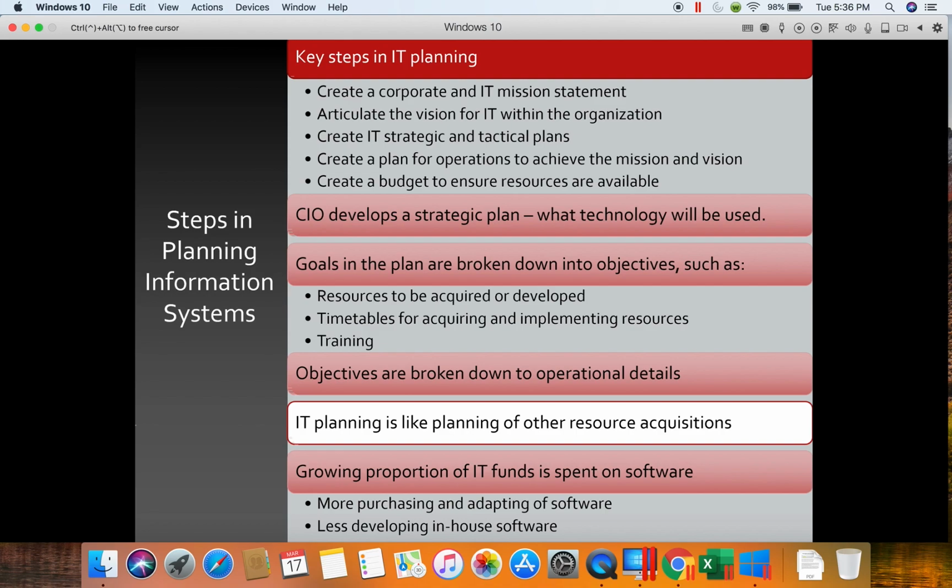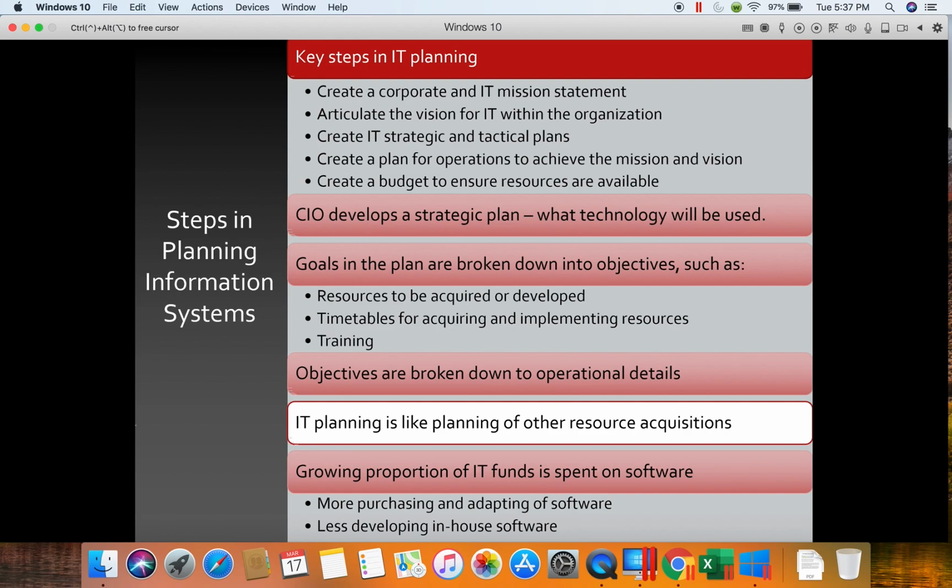After that, we need to create plans for operations as well as budgets to ensure that the resources are available for us to capture these systems and move toward our mission statements and our goals.